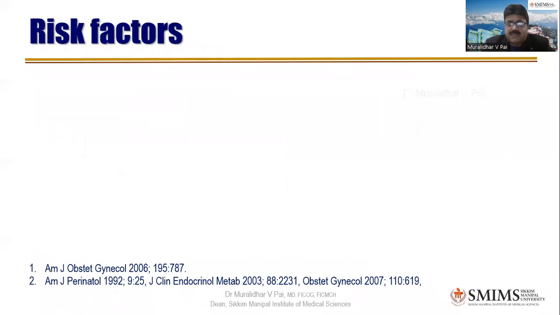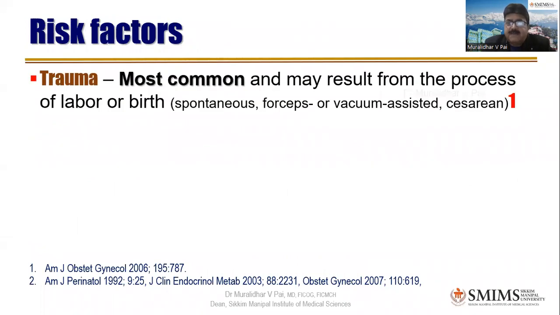What are the risk factors? Again, trauma. You have seen a couple of slides earlier that cervical dilatation or any injuries to the cervix, most common cause, may result from processes of labor or birth. Spontaneous labor also can have, after the delivery, if you see the cervix, it looks like the cervix is torn everywhere.